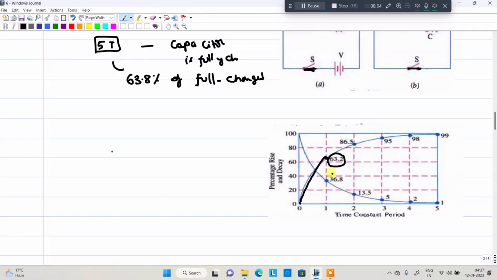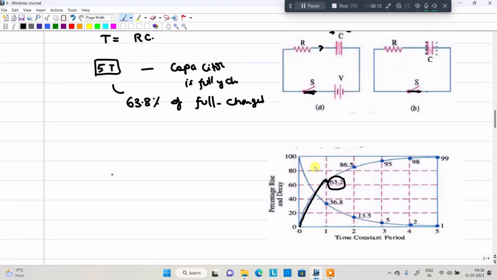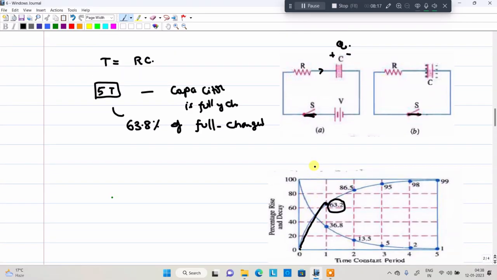So for a capacitor, the time constant corresponds to 63.2%. Whenever the capacitor is known to be charged, and this particular time constant is reached, we have to consider the capacitor completely charged. Then we close the switch and remove the supply voltage here. Whenever we remove the supply voltage, the capacitor tries to discharge.